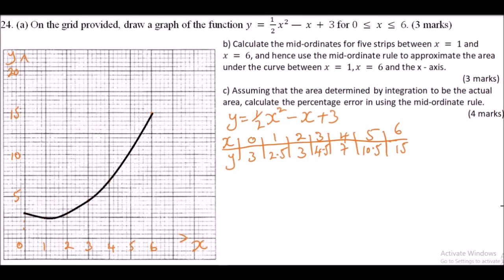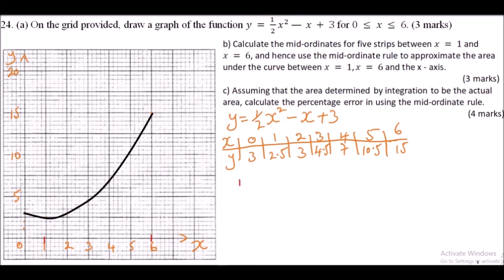So part B, you are to calculate the midpoints for 5 strips, x is equal to 1 and x is equal to 6, and hence use the mid-ordinate rule to approximate the area under the curve, x is equal to 1, x is equal to 6, and the x-axis. So the mid-ordinates, what we do is we read the points which we have here.